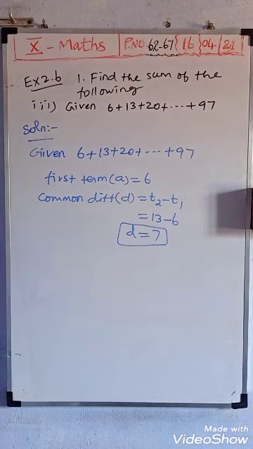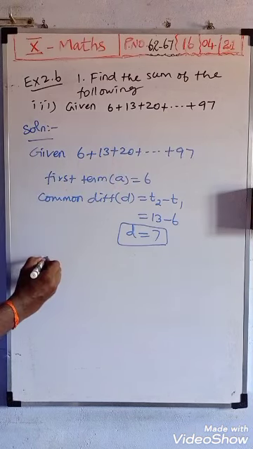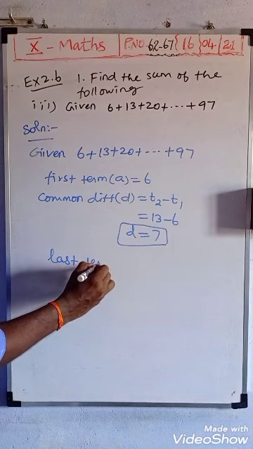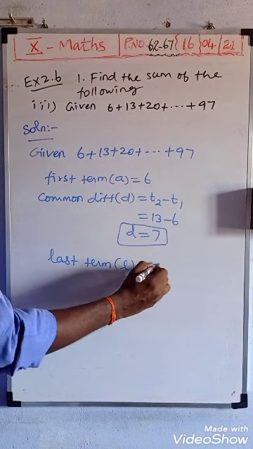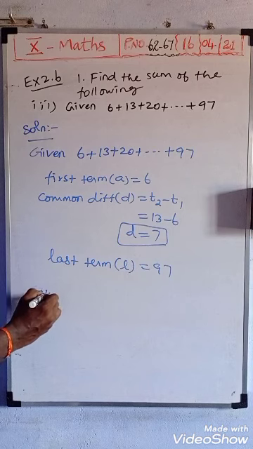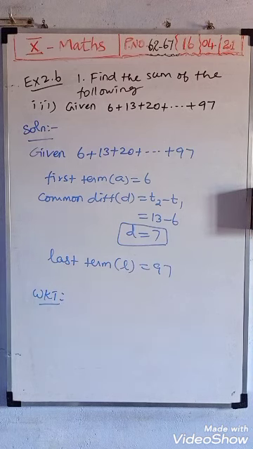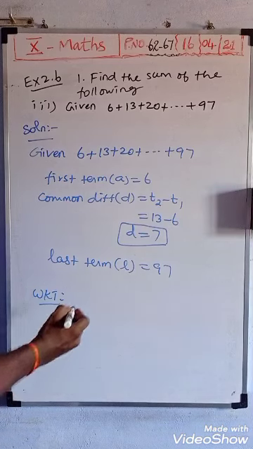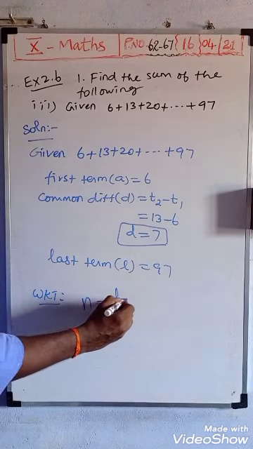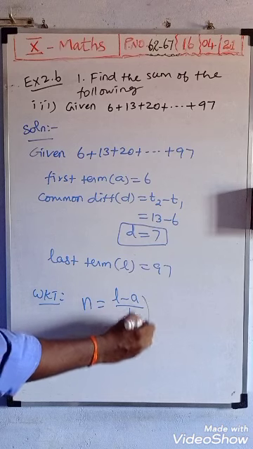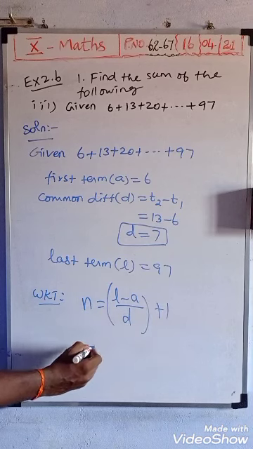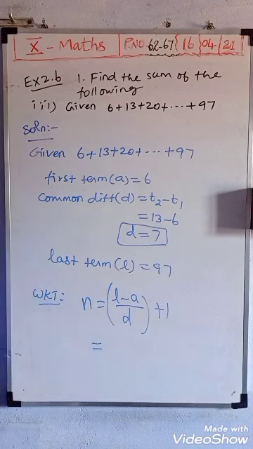D is 7. Now next see here, the last term L is given. Last term L is equal to 97. So we know already, in that sequence, totally how many terms are there? I want to find n, and the same formula you want to use here: N is equal to L minus A divided by D plus 1. So use it and find how many terms are there in that series.